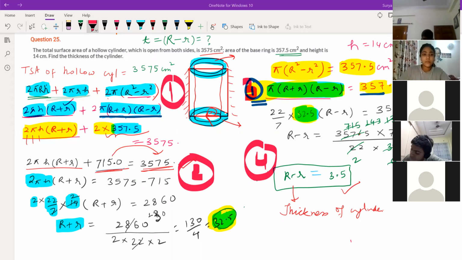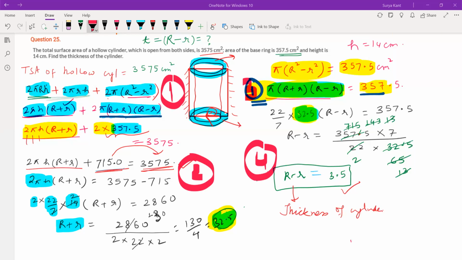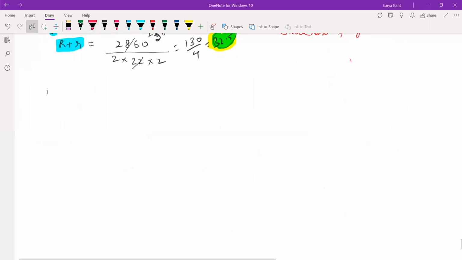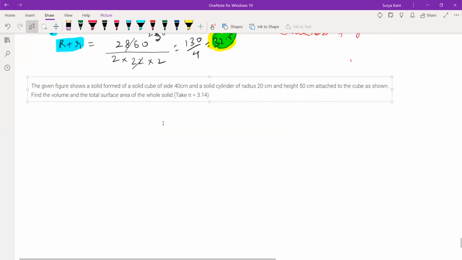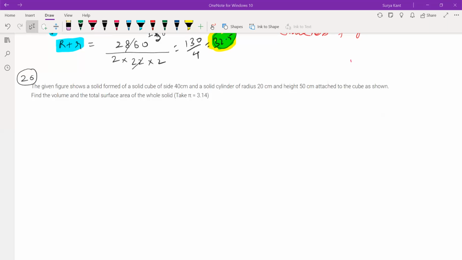This question is the 25th, right? So we'll do the 26th question now. See, the question now is: just the given figure shows... All of you try to understand the question, children. Next question is question number 26. And I'm putting the figure over here, how the figure will look. This is the figure.